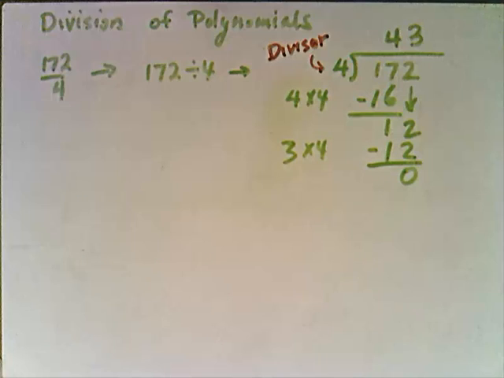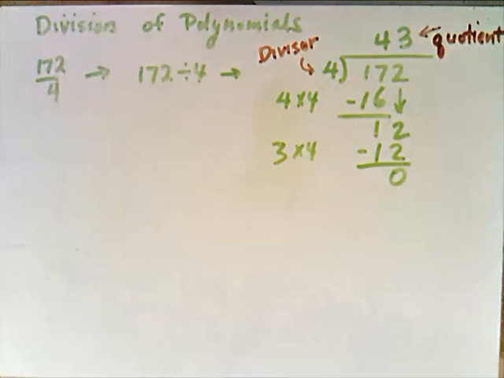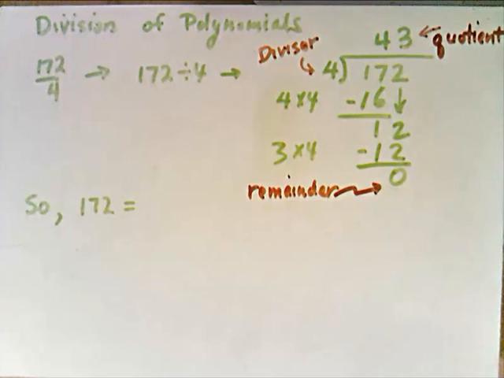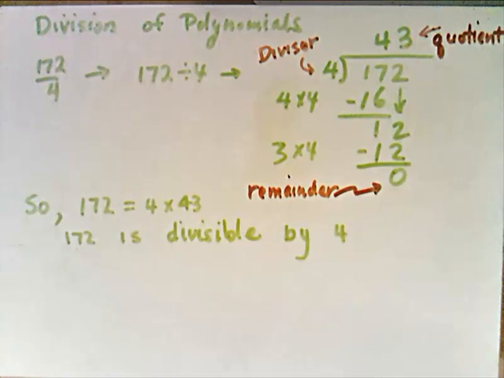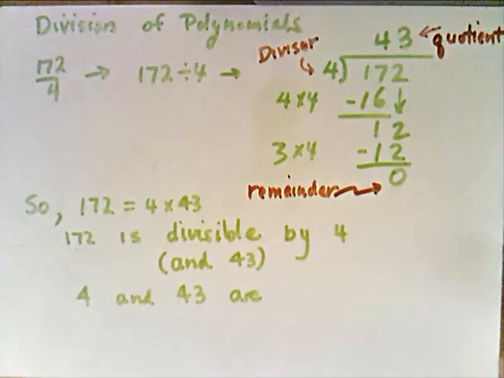Four is the divisor, 43 is called the quotient, and 0 here is the remainder. So we can say that 172 is the same as 4 times 43. We say that 172 is divisible by 4 and divisible by 43. Both 4 and 43 are called factors of 172.